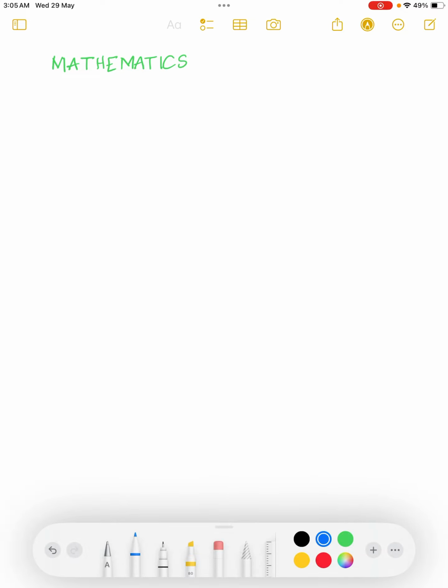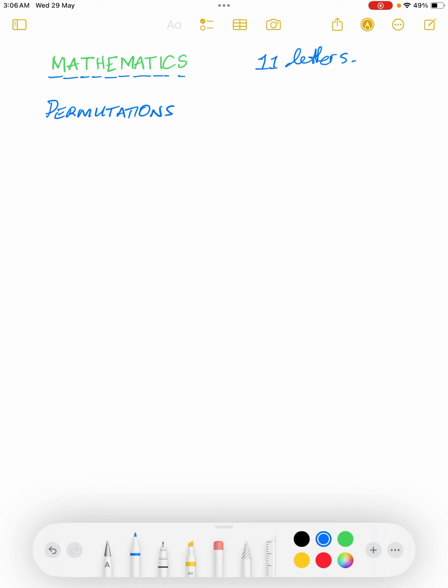Now, permutations we've done previously is where you can select each letter, and here we've got a word. We're going to use the word mathematics. 1, 2, 3, 4, 5, 6, 7, 8, 9, 10. It has 11 letters.